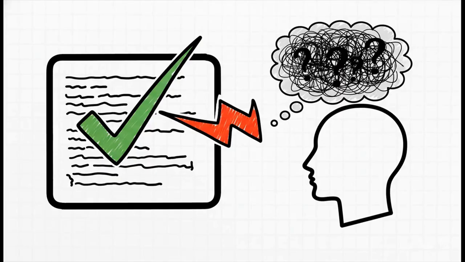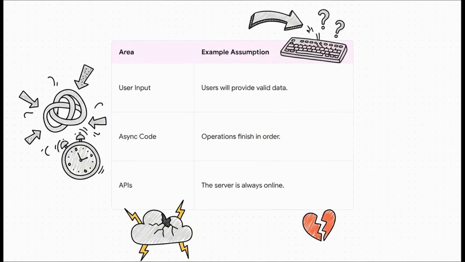And this is the key. If that function fails, the bug isn't a typo. The syntax is perfect. The bug is that one of our quiet, unstated assumptions about the world just turned out to be false. And this problem isn't just in simple functions. It is everywhere. We assume users will give us a valid email. We assume our async code will finish in the order we expect. We assume that third-party API we rely on is always going to be online and send us perfect data. And not a single one of those things is ever guaranteed.